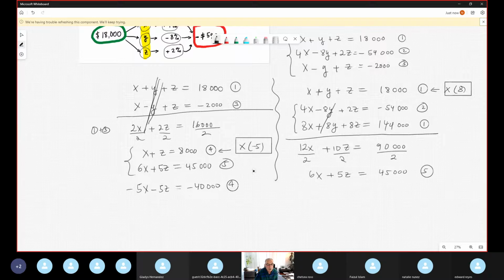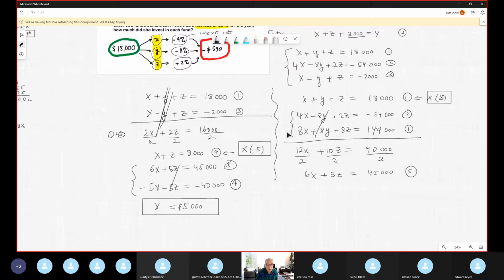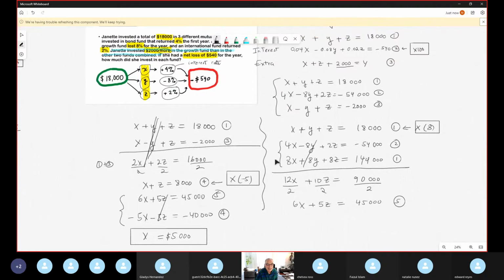And this is my new equation 4 after the multiplication. But now I am ready. 6 minus 5 is 1x. This cancels out, say goodbye. And this is $5,000. And what is that? I don't remember because I focused on the algebra. I forgot. But the important thing is to declare it.